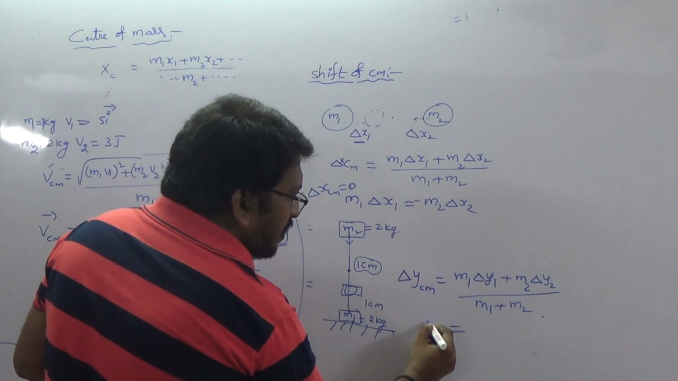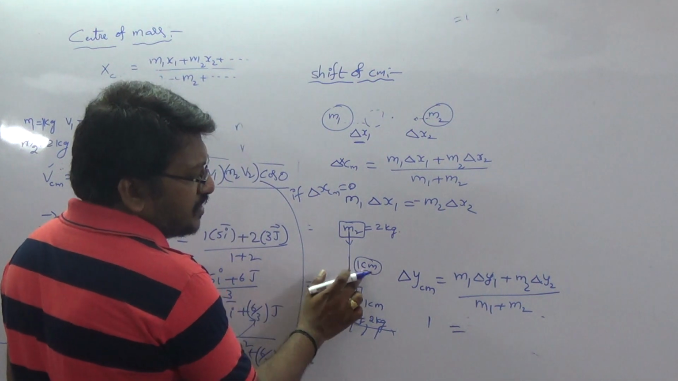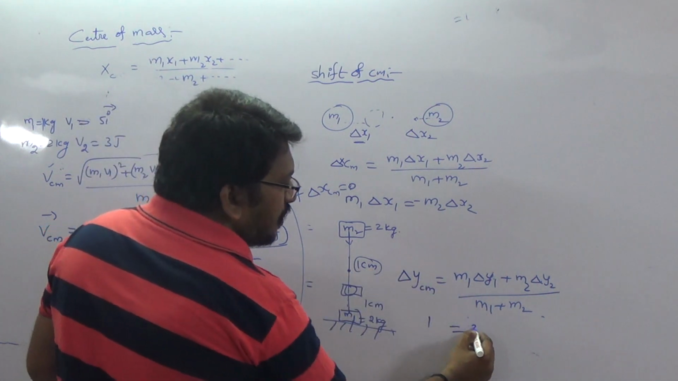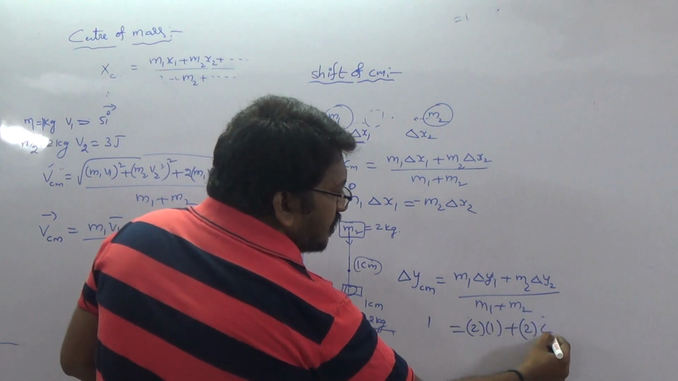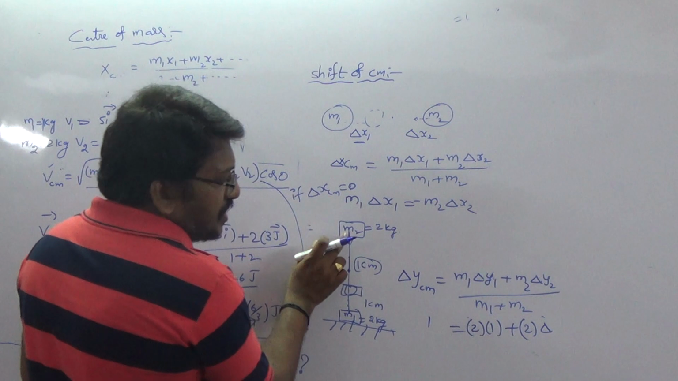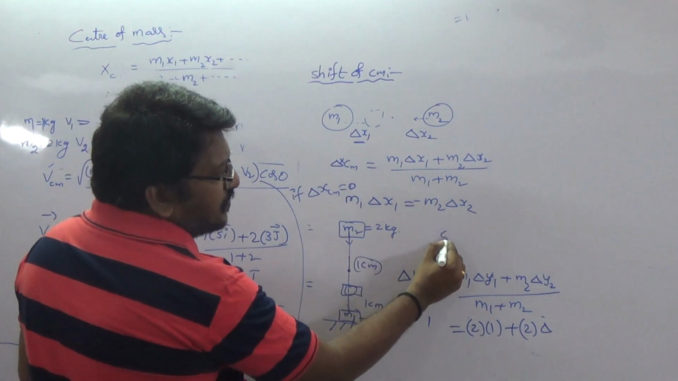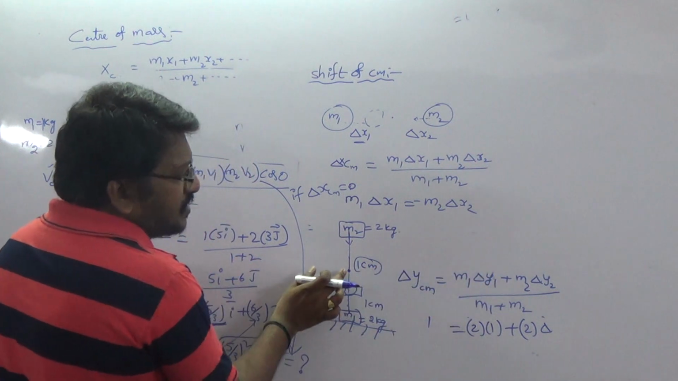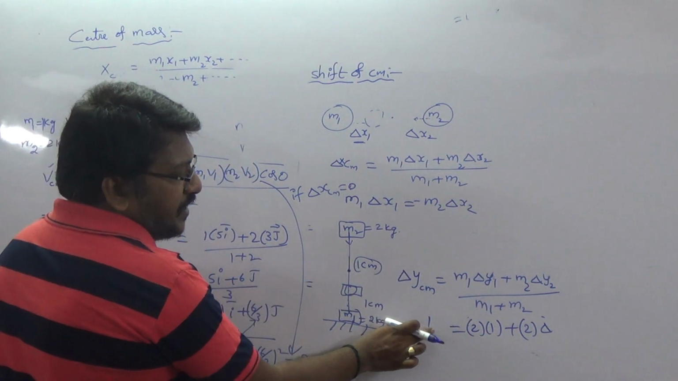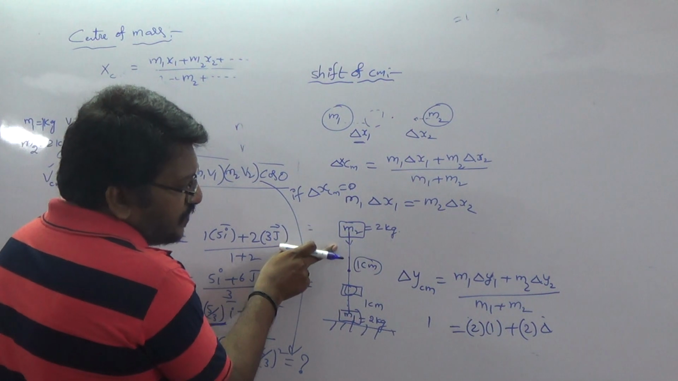You can get here delta y is 1 centimeter, because the center of mass is raised by a certain height 1, m1 times delta y1 plus m2 times delta y2. What is the distance? If there is no change in the second body, you get the answer, the shifting of the center of mass 0.75. But I am saying the center of mass is also shifted by 1 centimeter. Then what is the shift of the second body?